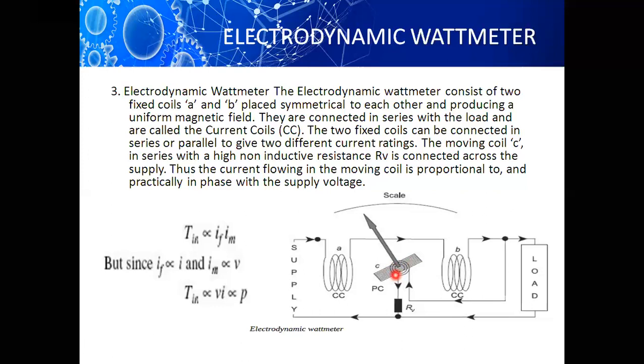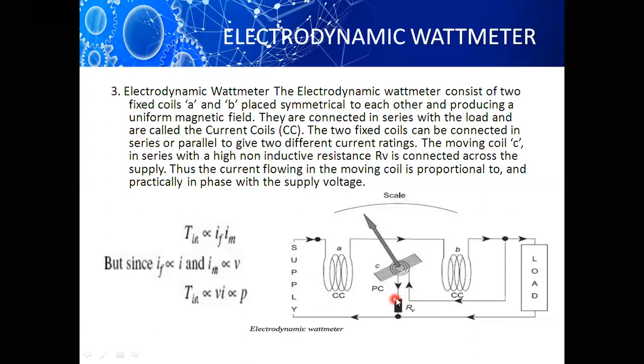Fine wire, it indicates that it will carry very less current. Why? Because it is going to have high resistance. Apart from that, we have an RV series resistance. It is a high non-inductive resistance connected.